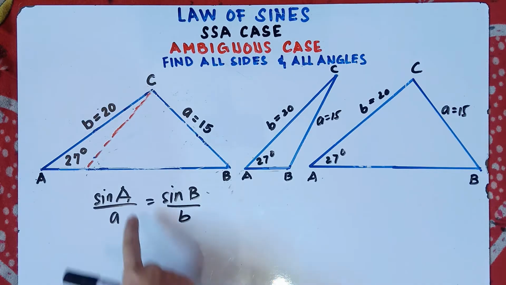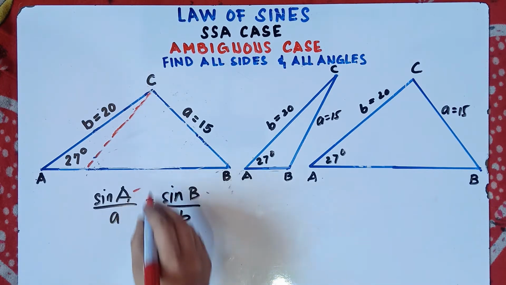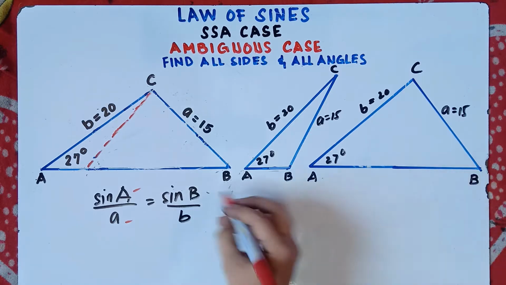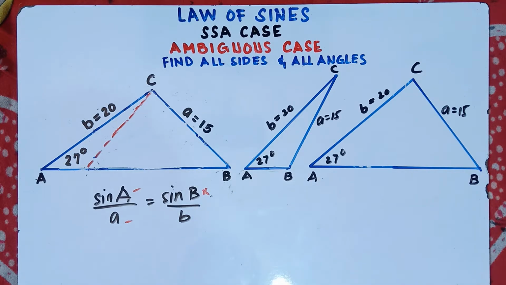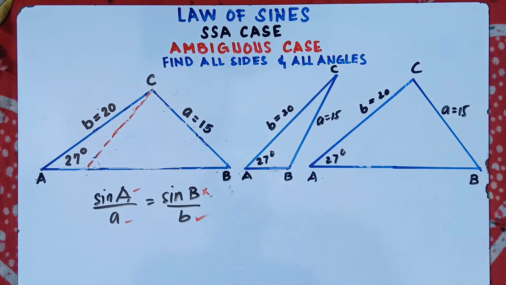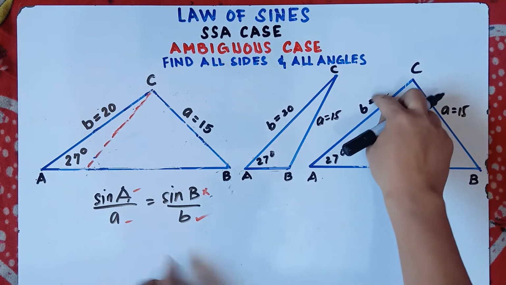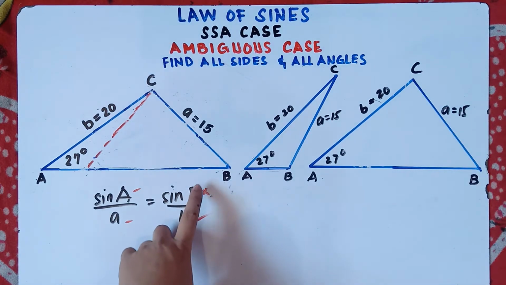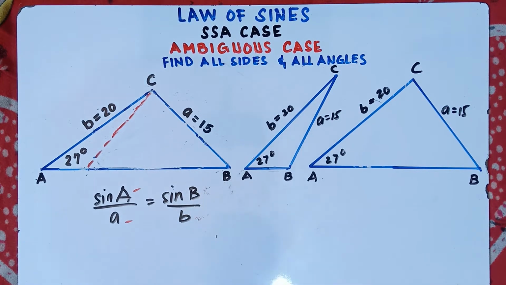Do we have angle A? Yep, we have angle A. Do we have angle B? Nope, that's the thing we're told to find. Do we have side B? Yep, that is 20. So we can use this one in finding angle B because we only have one unknown, angle B. So substitute the values.